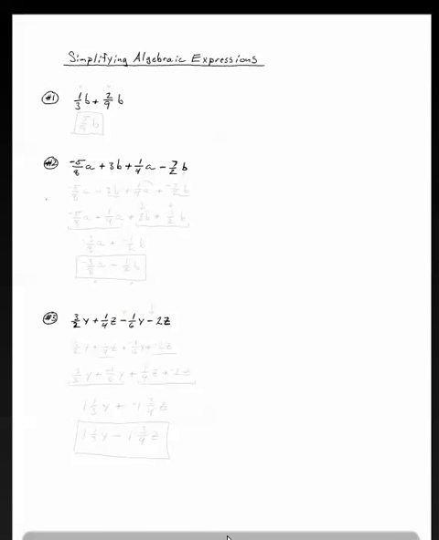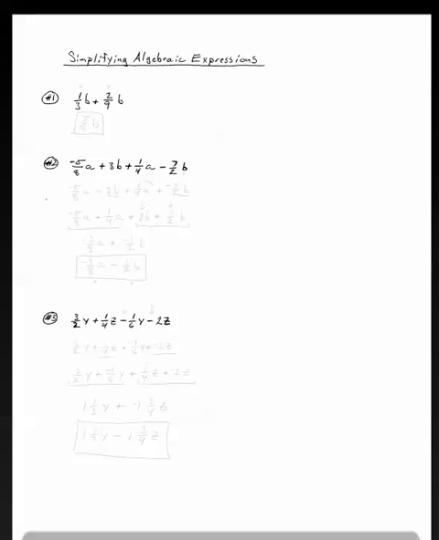Simplifying algebraic expressions. This is something we've done before too, and the only thing new is that now our numeric coefficients are fractions instead of whole numbers. If we look at example 1, it says 1/3 b plus 2/9 b.